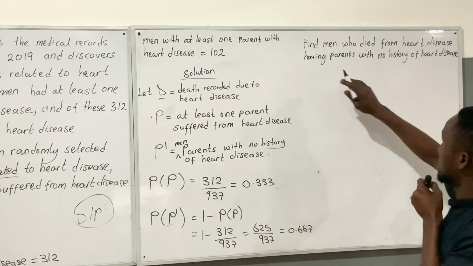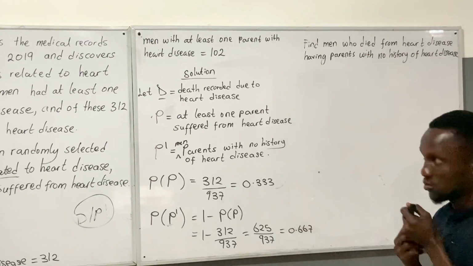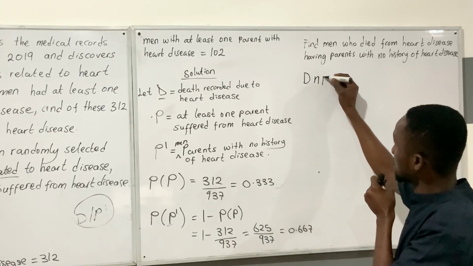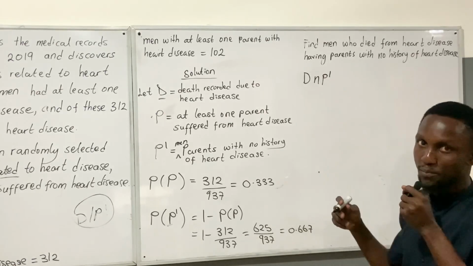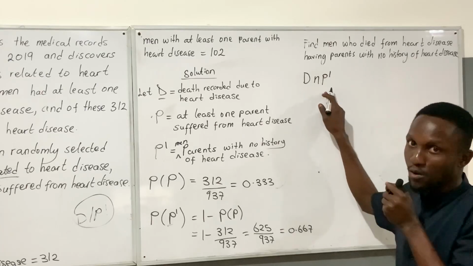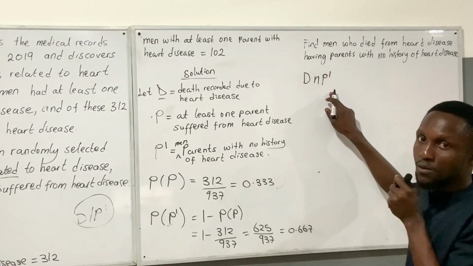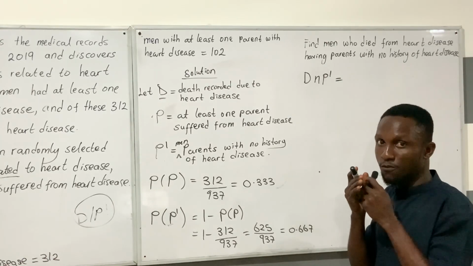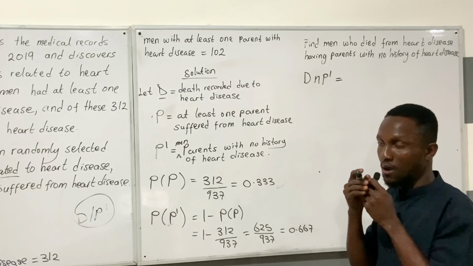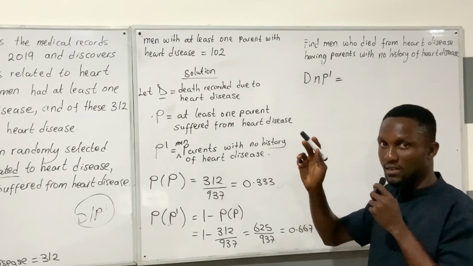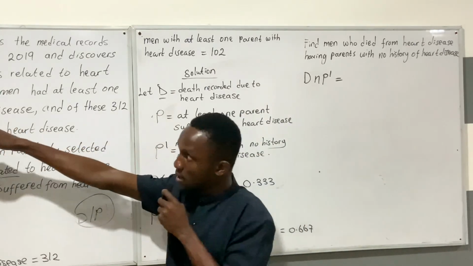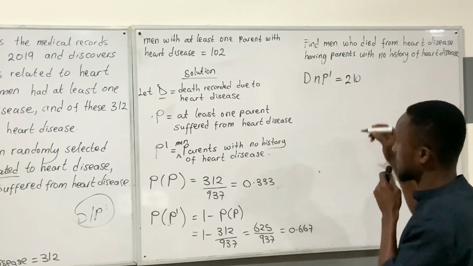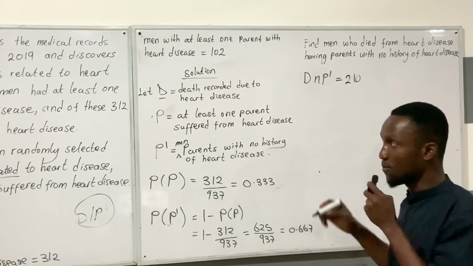Men who die from heart disease having parents with no history of heart disease. So in conditional probability, we are going to write this as D intersection P1. These two events happening together. Okay, these are deaths that are recorded or men that died with parents having no history of what? Heart disease. Now, how do we find this value? We need to look for men who have parents with no history of heart disease. But how many men died? 210 of the men died. So let me write it down. We have 210 of the men died. But we need to subtract some number of men from this 210.